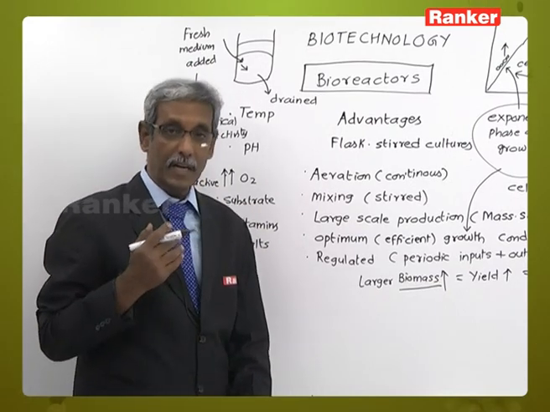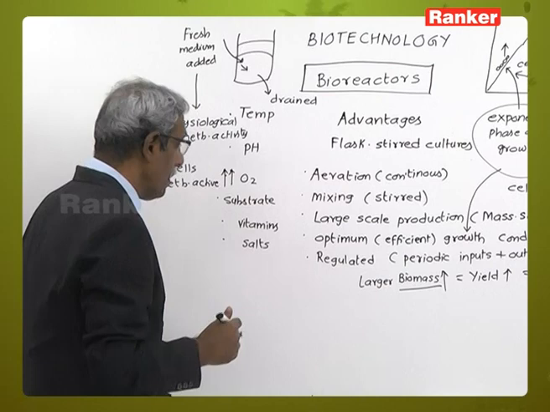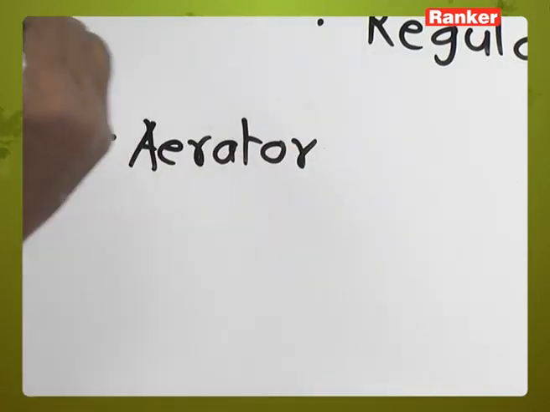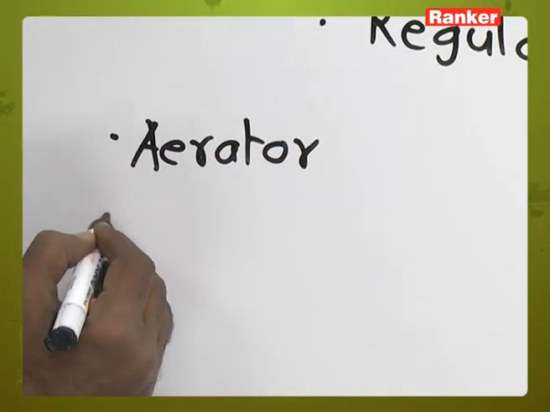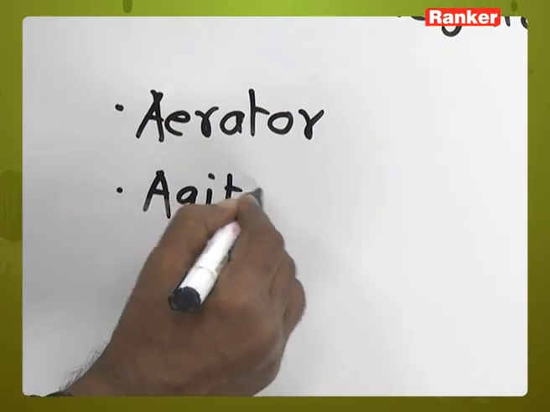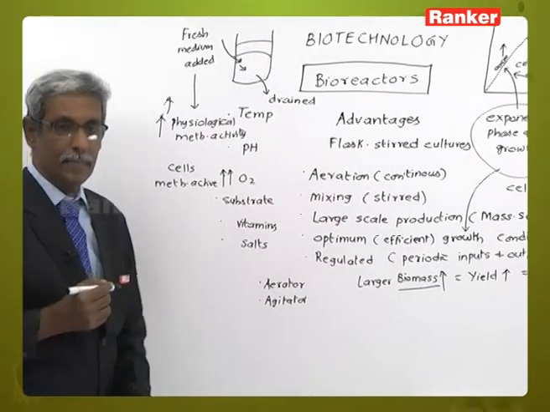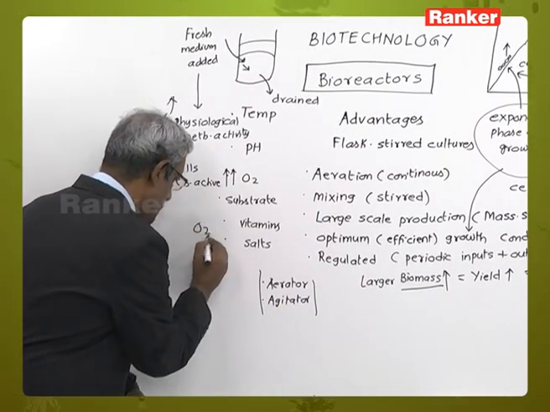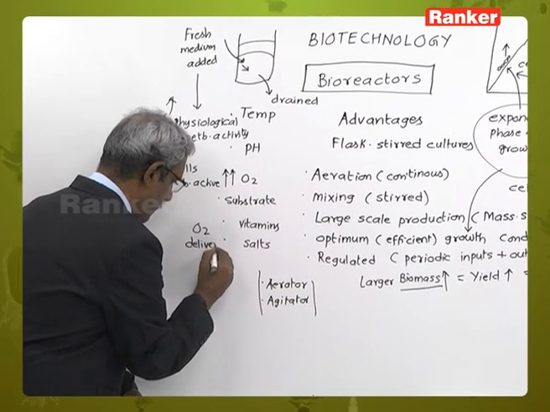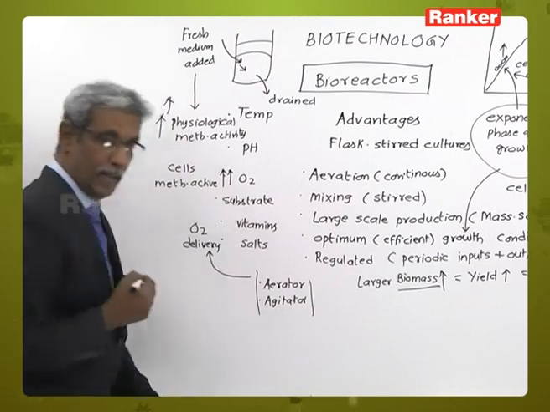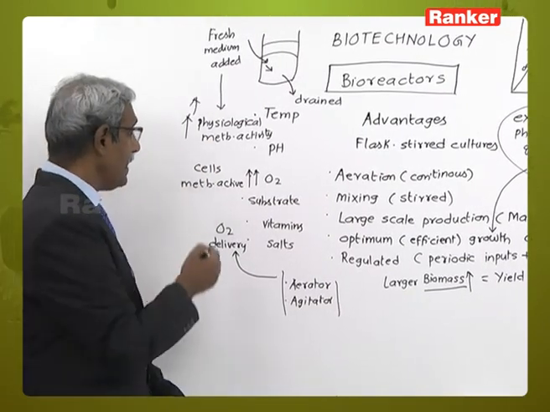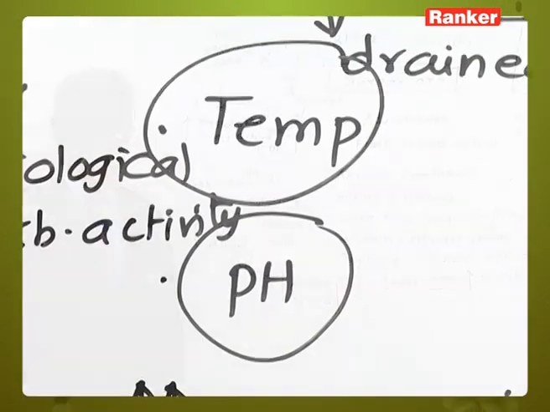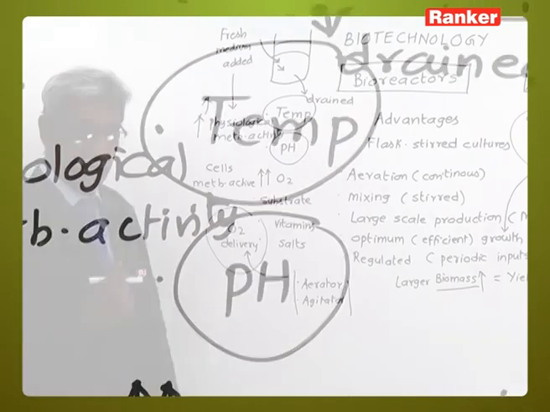How is it maintained in a continuous culture? It is maintained in a continuous culture by means of an aerator. We have an aerator which again is agitated, so you call it an agitator. It agitates, and because there is an aerator and an agitator, there is high amount of oxygen delivery. Simultaneously, we also have temperature and pH control. So oxygen delivery, temperature and pH control are very important in a bioreactor.